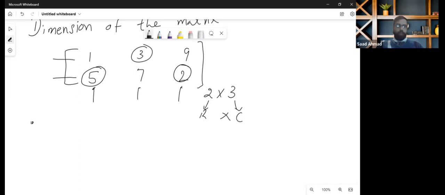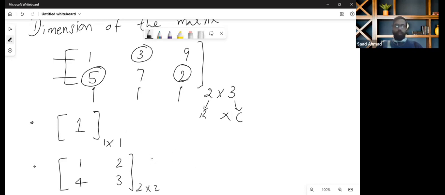Now let's see. If I have a matrix which is just 1, it has 1 row and 1 column. It's 1 cross 1. If I have something like 1, 2, 5, 3, this one is 2 cross 2. Similarly, we can have 3 cross 3. The matrices that have the same number of rows and the same number of columns are called square matrices.